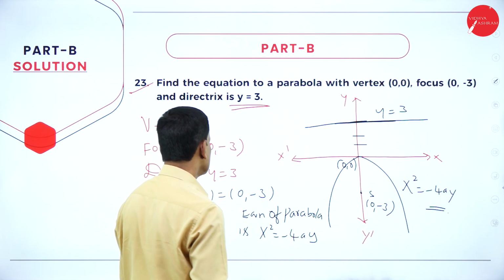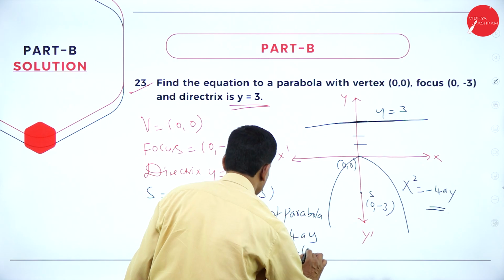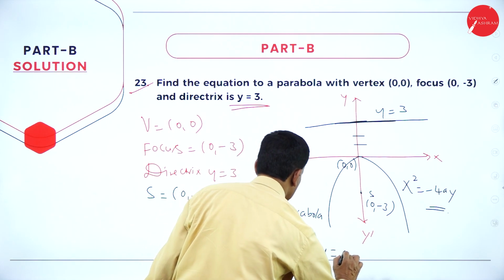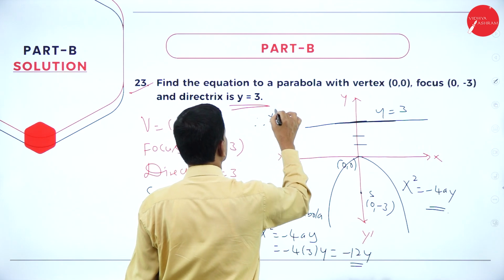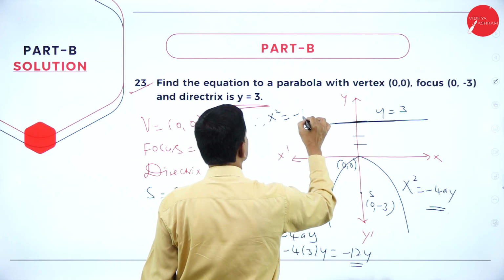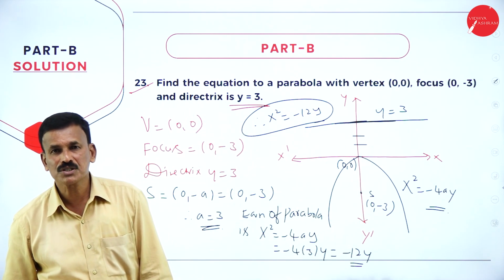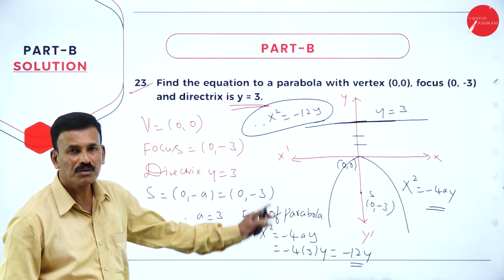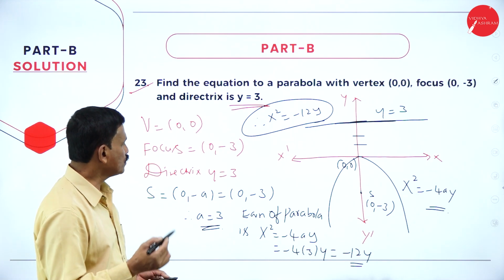Substitute the values. So what is a? That is -4 into a is 3 into y, that's equal to -12y. So therefore the equation of the parabola is x square is equal to -12y. That's it. X square is equal to -12y is the required equation of the parabola for the given condition. Okay, very simple. Now move on to the next problem.